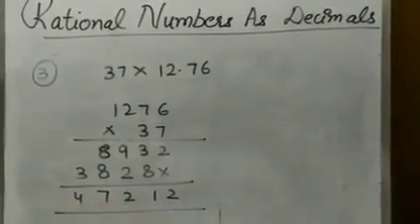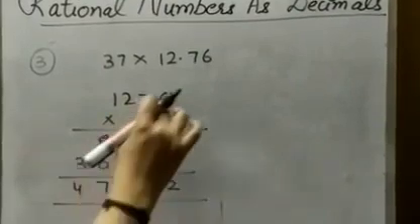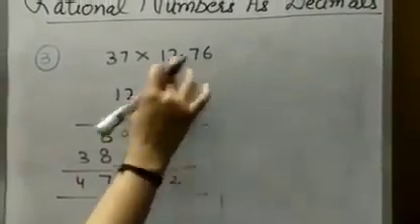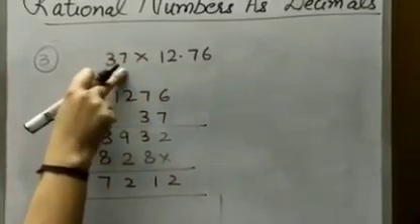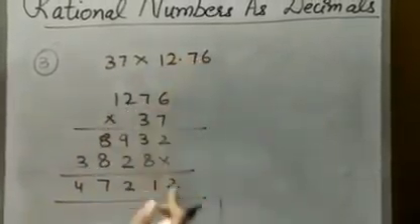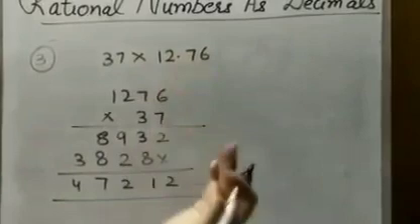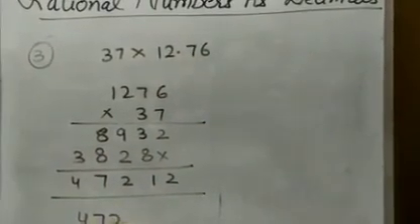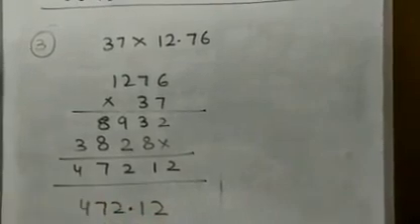Now after getting the result of the multiplication of these two numbers, we will count the digits after the decimal in both the numbers. There is no digit here and here we are having 2 digits. So the decimal will shift 2 places from right to left. So your answer will be 472.12.